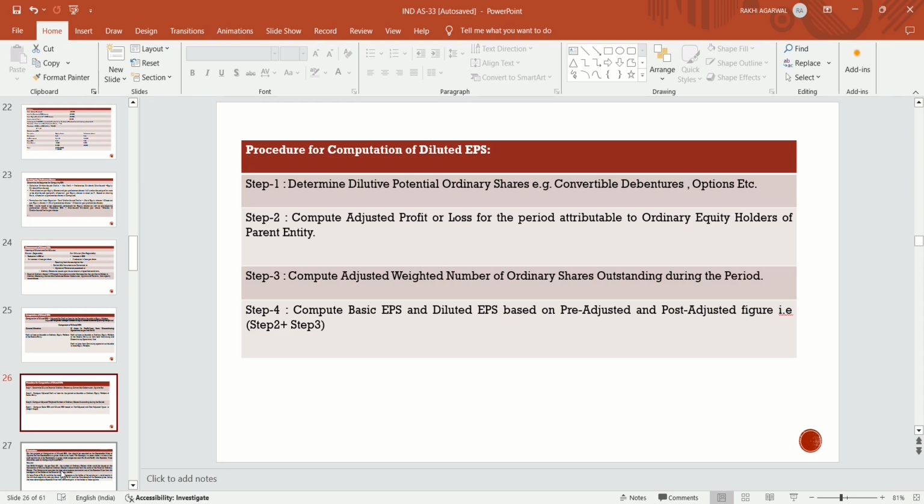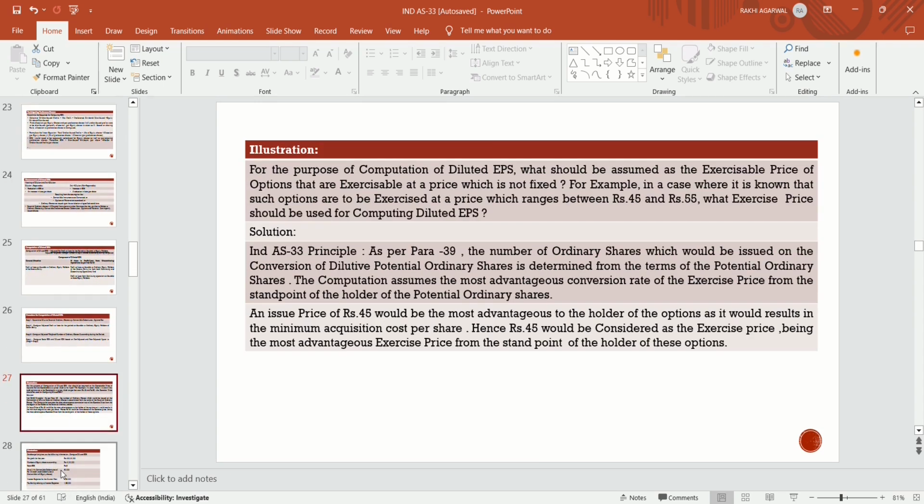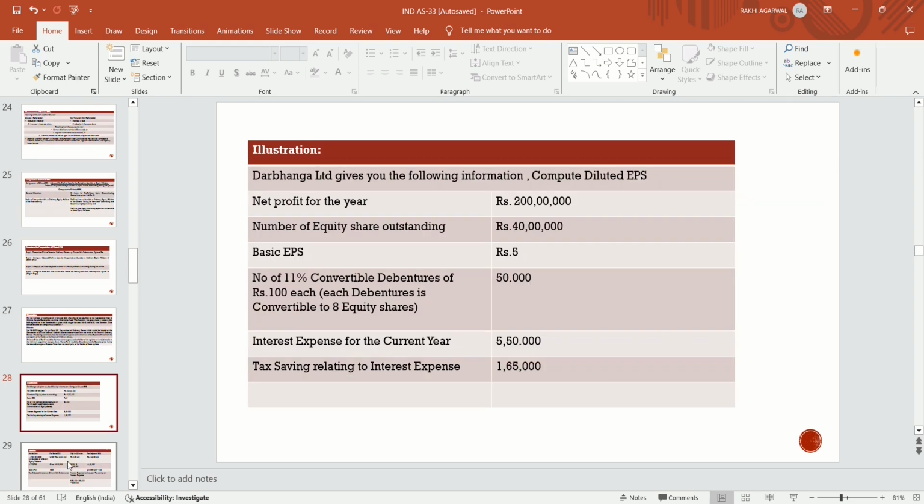We will explain this procedure with the help of an example of how we will calculate the diluted EPS. Suppose Darbhanga Limited gives you the following information. Compute diluted EPS. Net profit for the year is given as 200 lakhs. Number of equity shares outstanding is 40 lakhs. Basic EPS is 200 lakhs divided by 40 lakhs. It becomes rupees 5 per share.